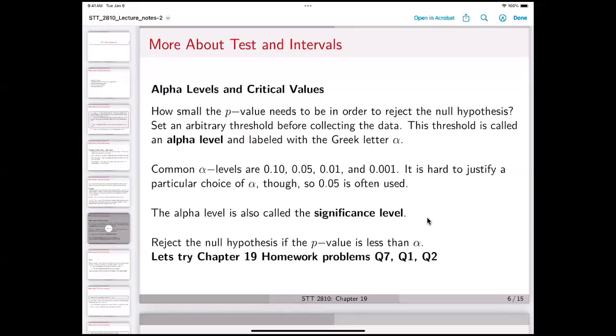We'll go to this page. We talked about alpha, which is the significance level. And then I did mention that it is hard to justify the choice of alphas, so usually it is even set before the research is even conducted. We also learned that we reject the null hypothesis if the p-value is less than alpha.